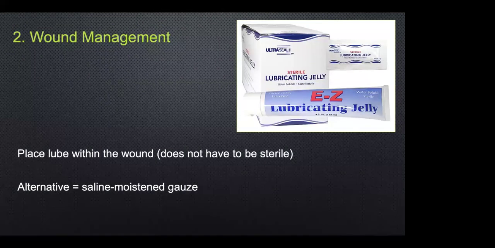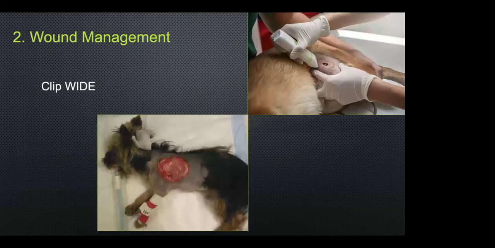After stabilizing the patient, we'll proceed with wound management. First and foremost, you want to place some sort of lube or protective barrier within the wound. Does not have to be sterile, just so that when you're clipping the fur, you don't get that fur inside the wound bed. You can also use saline moistened gauze.